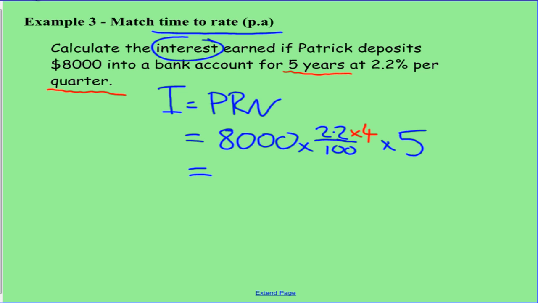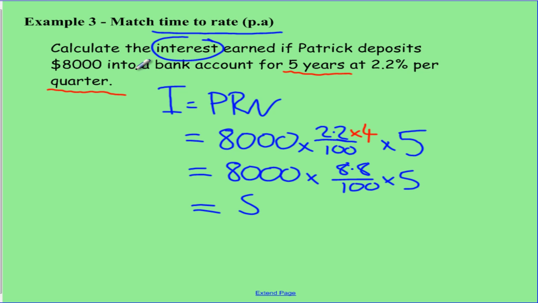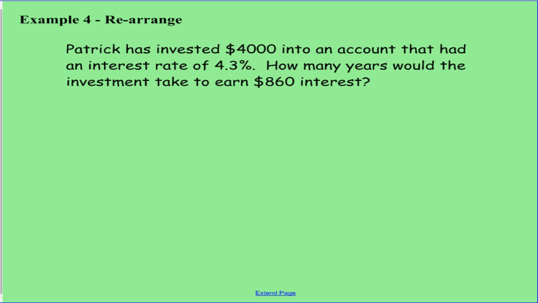So doing that on the next line, $8,000 multiplied by 8.8 divided by 100 multiplied by 5 will give me $3,520. And that's it. Just the interest is all we need this time. We don't need to add that on to the original amount because the question only asks for interest and not total amount. Now moving on to our last example, we have a rearrange equation.